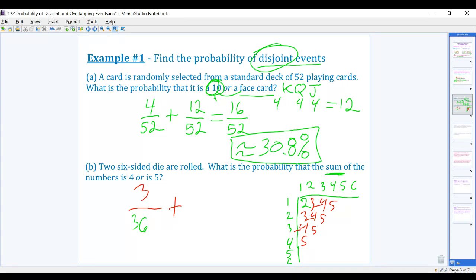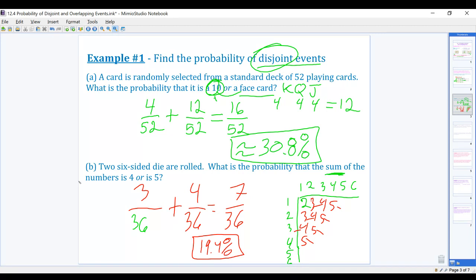What's the probability to roll a 5? 1, 2, 3, 4 out of the 36. Now I just add those up. 7 out of 36. I didn't do that in my calculator yet. Let's see. 7 to 36. It's about 19.4%. And that's it.